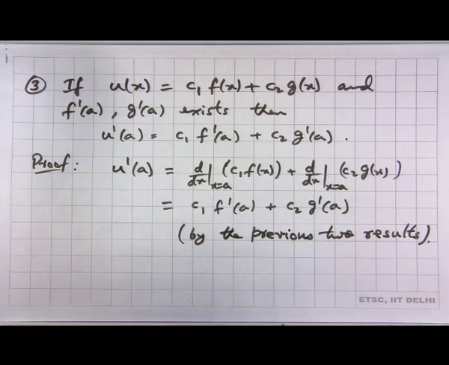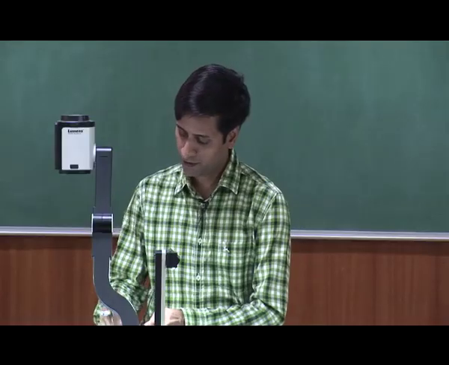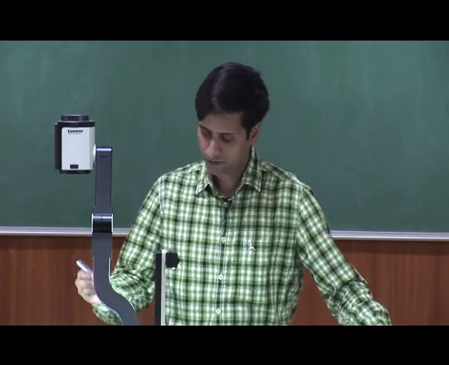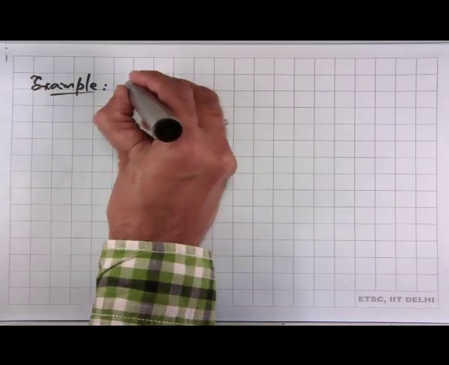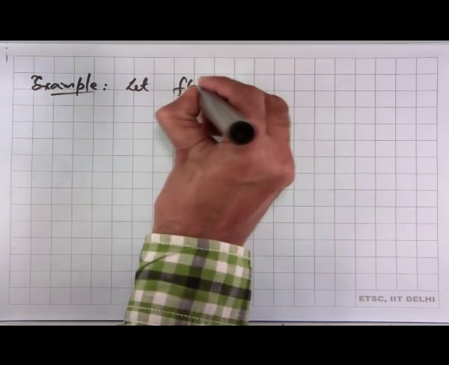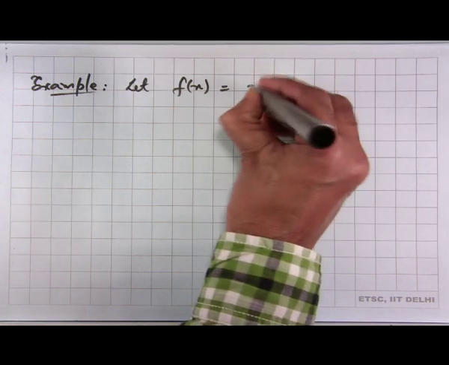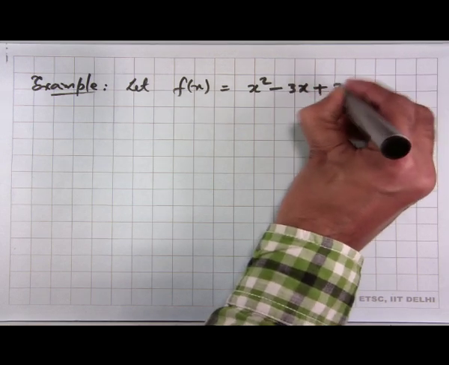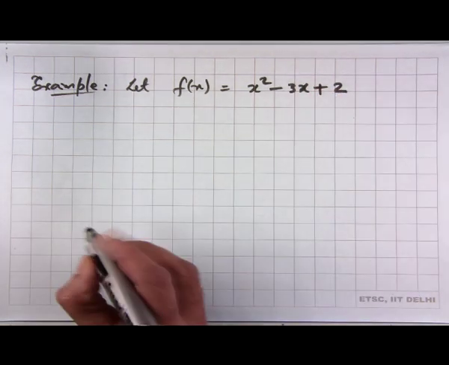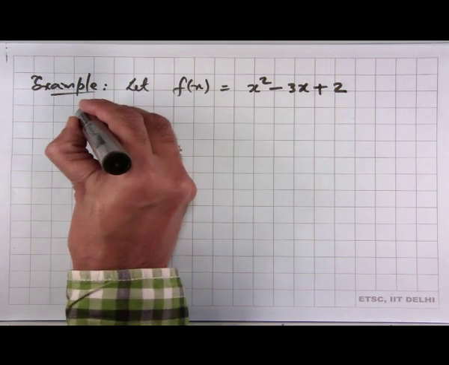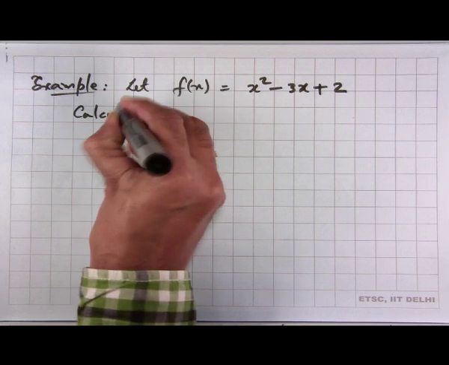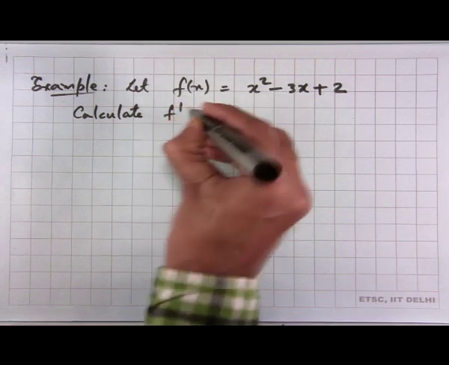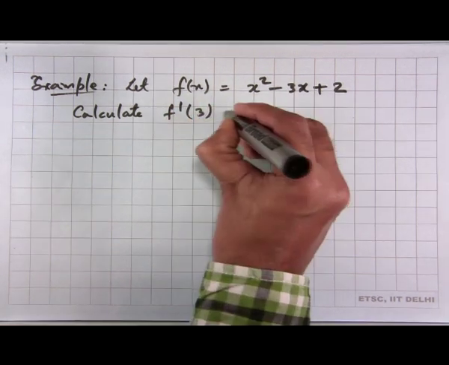Okay. So let us use this result to calculate some derivatives. So, example, let f(x) equal x square minus 3x plus 2. Calculate f prime at 3 if it exists.